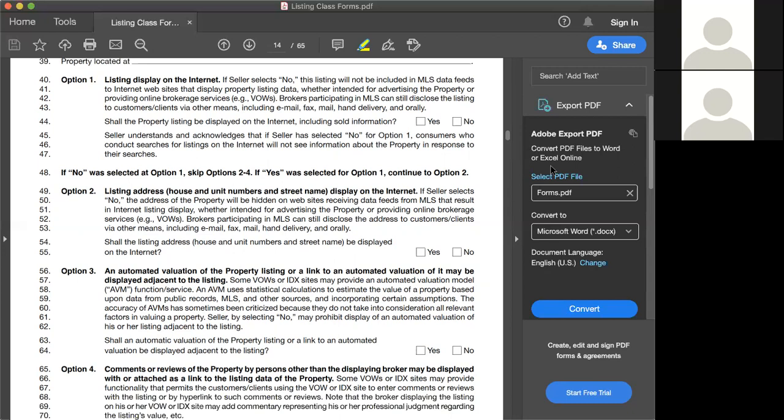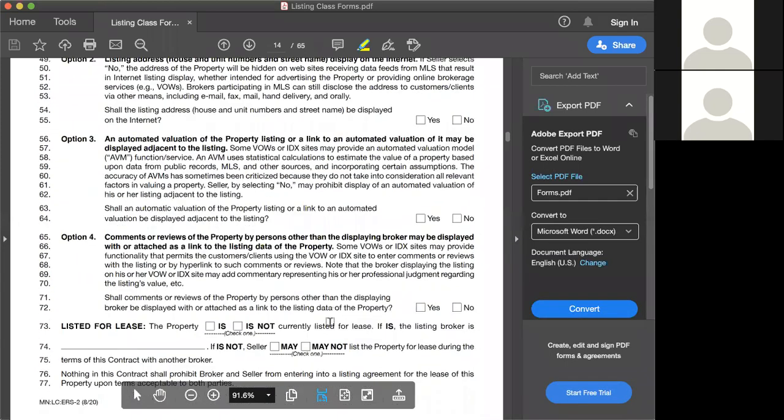And again, I'm going to remind you guys, our job is not to make the decisions for them. Our job is to present each option and give them the pros and the cons and answer their questions so that they can make the best decision for themselves, okay? Option 2, do they want their listing address to be displayed on the internet? So the house numbers and street name, okay? So yes or no.